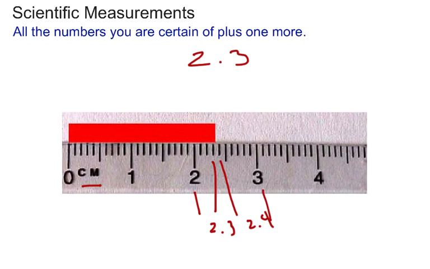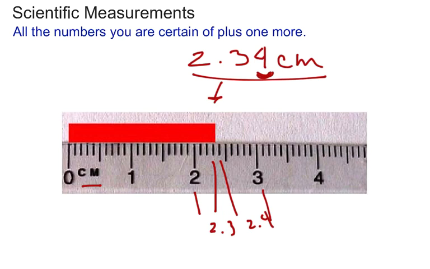But to be really scientific, we ought to push it a little bit farther and judge it. To me, it looks like it's just slightly less than halfway across. So I'd say 2.34, and we'll definitely put units on that. So the measurement for the length of this little red thing would be 2.34 centimeters. Those are all the numbers we're sure of, plus one more that is kind of a judgment.